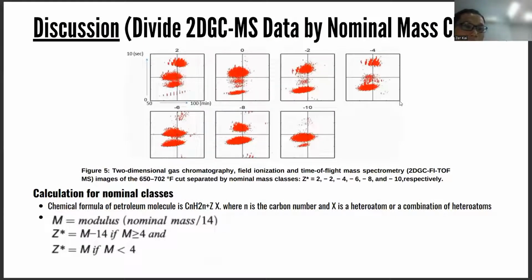Now this is how to divide the 2D GC-MS data by nominal mass classes, and the calculation for nominal classes is shown below. The chemical formula of petroleum molecules is CnH2n+ZX.